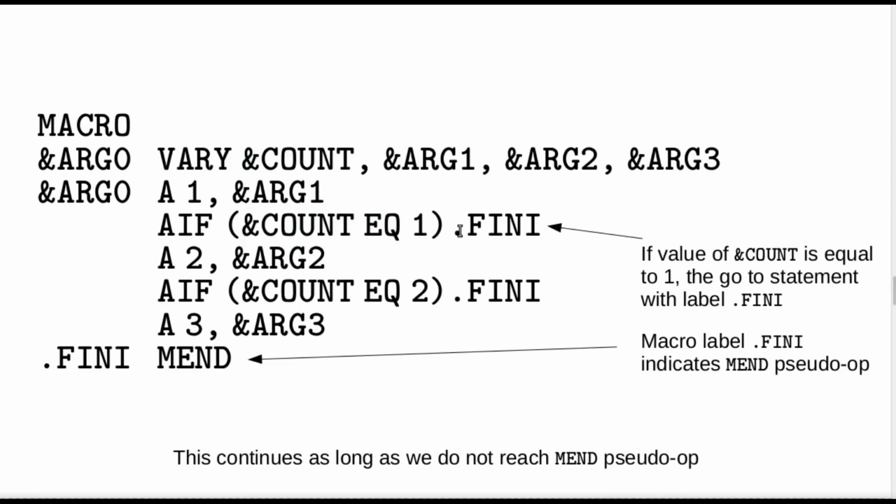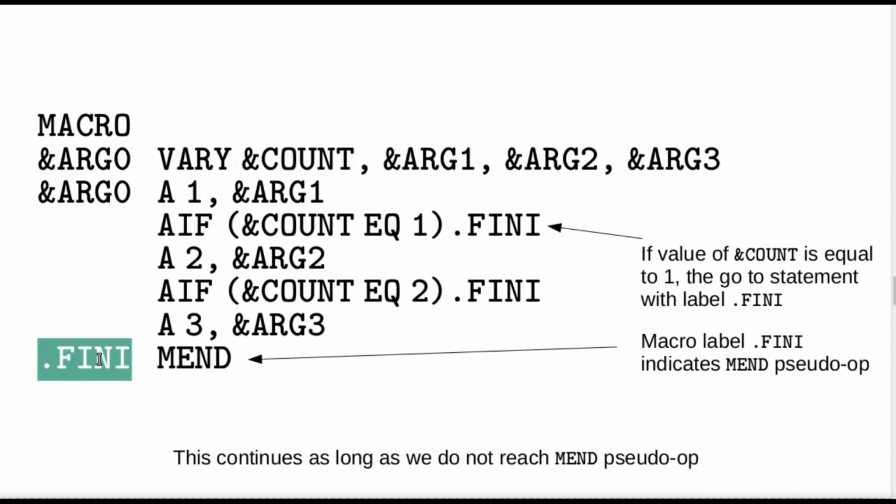If it is equal to 1, then go to or branch to the statement whose label is .fini. So if the value of &count is equal to 1, then go to the statement with label .fini. Now let's assume that &count during the macro call has been given a value of 1. In that case, the execution will branch to this statement.